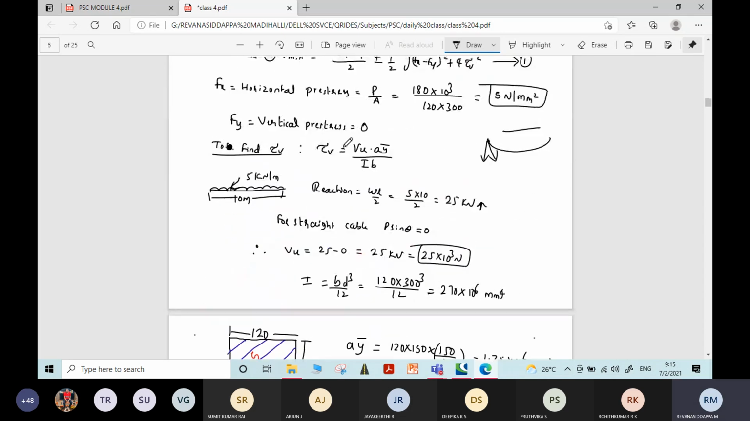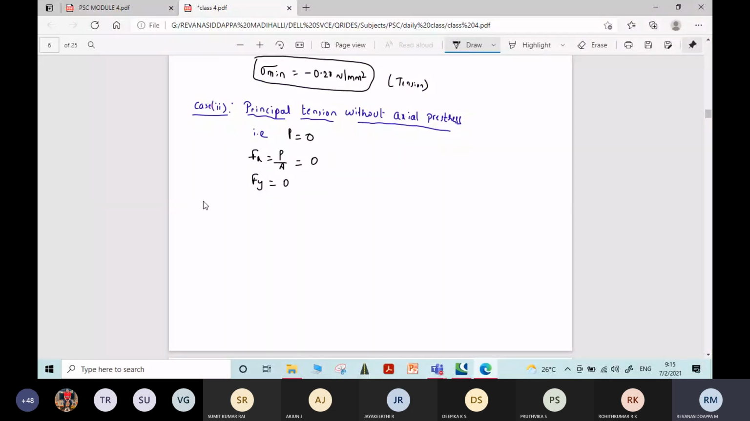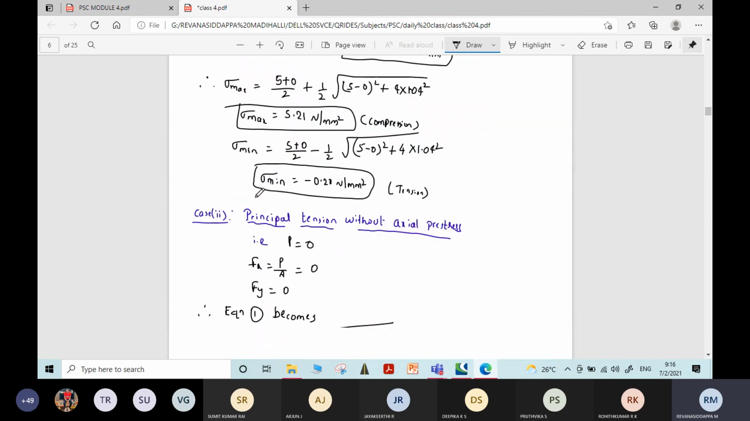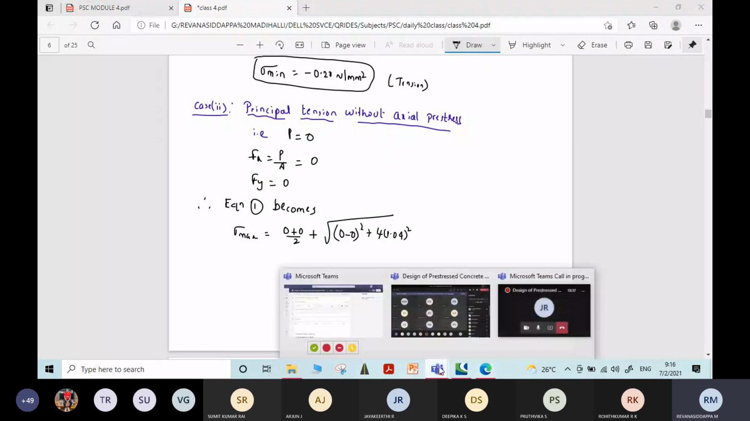Therefore, equation 1 becomes sigma max is equal to (Fx plus Fy) divided by 2, that is 0 plus 0 divided by 2 plus root of (0 minus 0) whole square plus 4 into tau v. How much was it? 1.04 square.